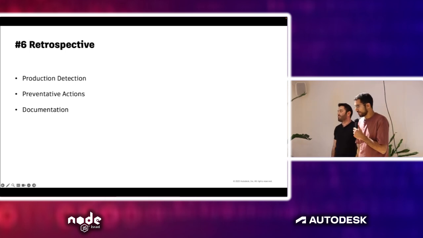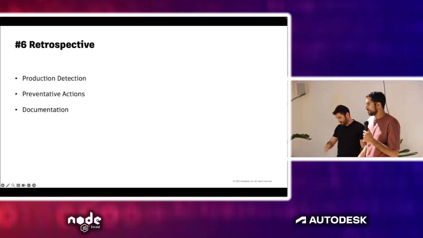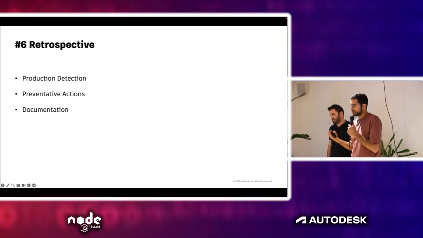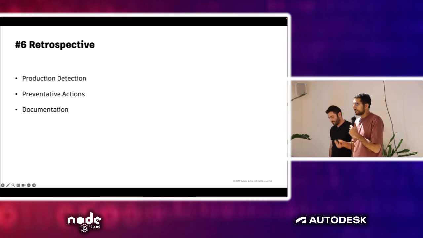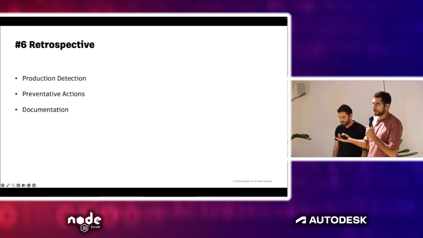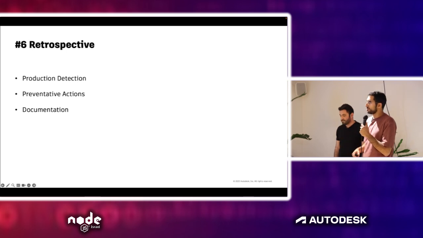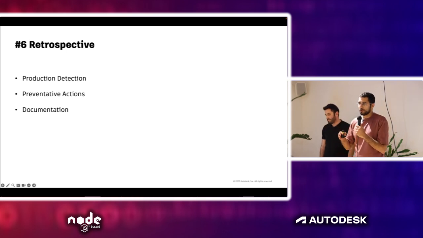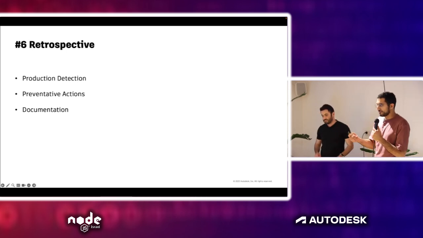So looking back at the retrospective, we are an enterprise, right? Either we're an enterprise or a startup. We want to make sure that this won't happen in the future. So we decided to have a couple of things. We decided to improve our production detection. So we improved the alert results, we added more warnings, more alerts, but we also wanted to have preventative actions. So what preventative actions can we take?